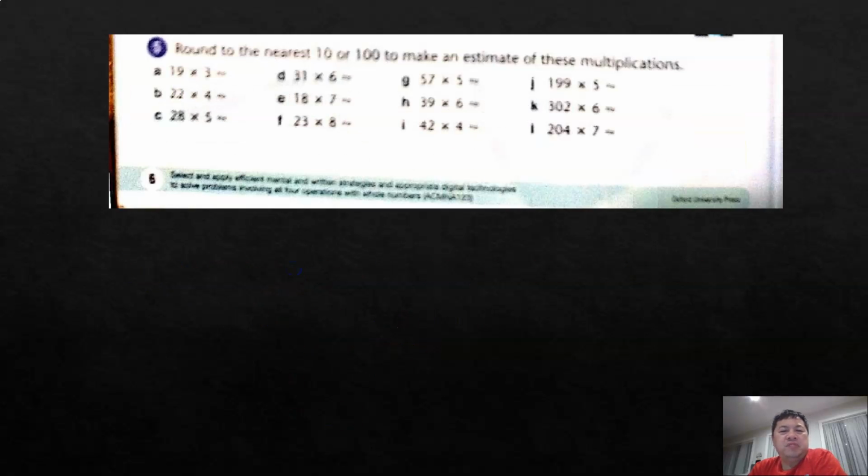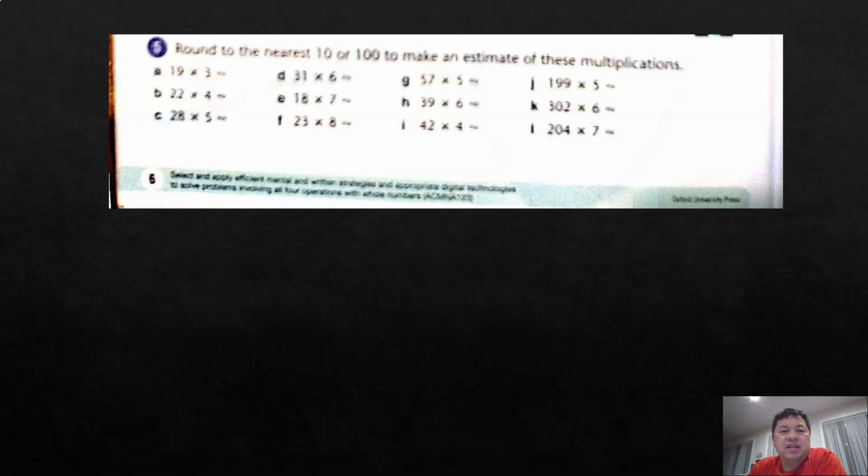So what about the last part here, talking about rounding off numbers to the nearest 10 or 100 to make an estimate of this multiplication. Estimation is a good technique for us to know, to check whether our actual answer is reasonable. So that's the reason why you need to know your rounding off technique well.